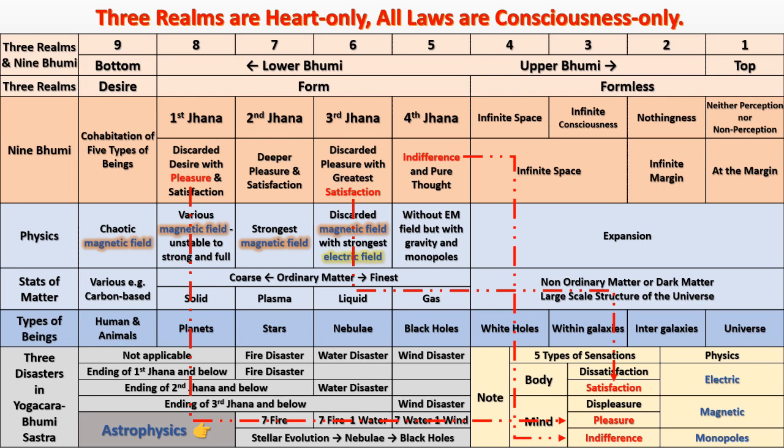There are many studies that show black holes have magnetic monopoles. There are 9 levels in 4th Jhana, which means there are different types of black holes. So, yes, black holes are conscious beings. Black holes are said to be the top of form beings, above which are formless beings. Formless beings are tired of matter.